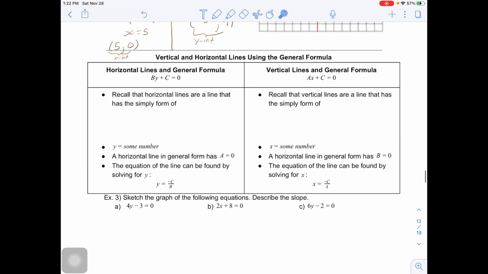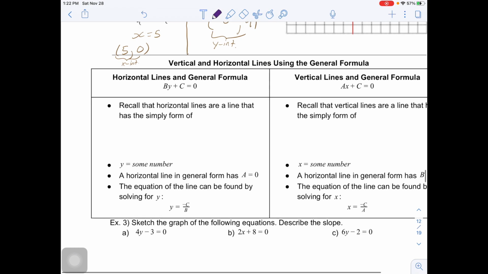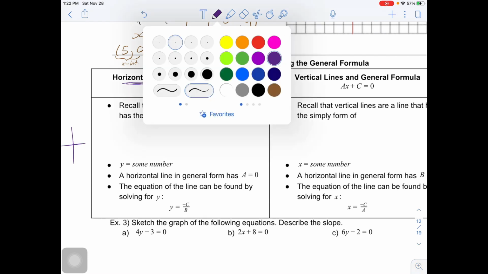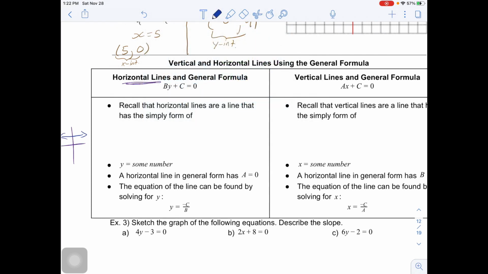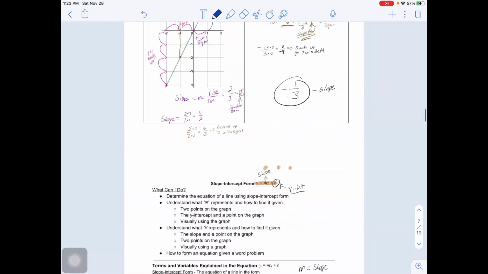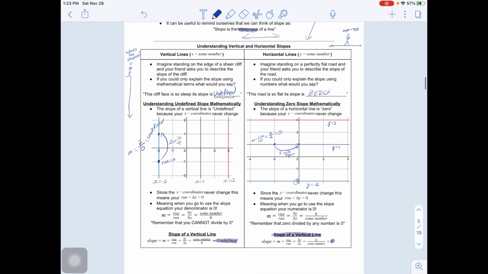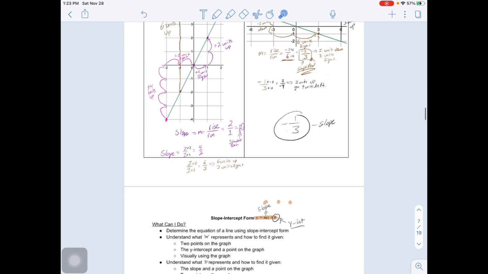Let's now quickly talk about vertical and horizontal lines using the general form. So remember, sometimes you have horizontal lines, and we think about horizontal lines as points that go across like this. That is where it's like y equals negative 6 or y equals 5. That was talked about at the beginning of this section in another video. Vertical lines is when x equals some number, horizontal lines is when y equals some number.